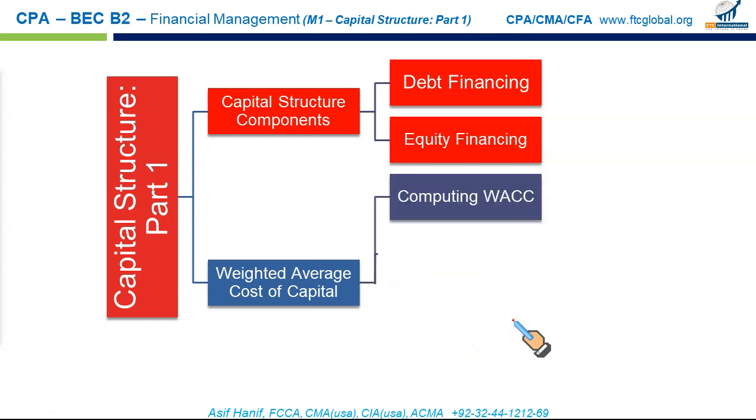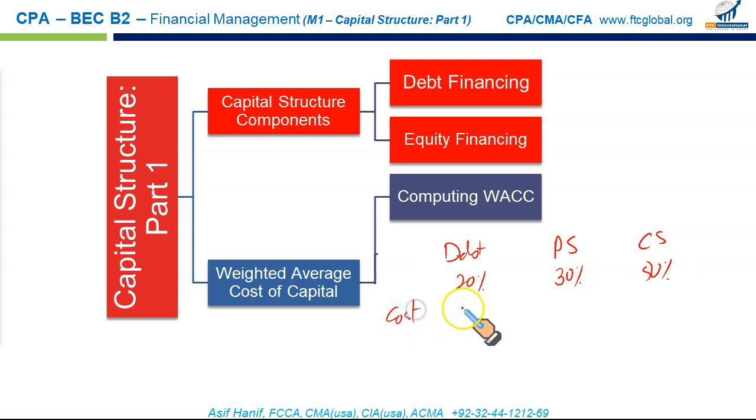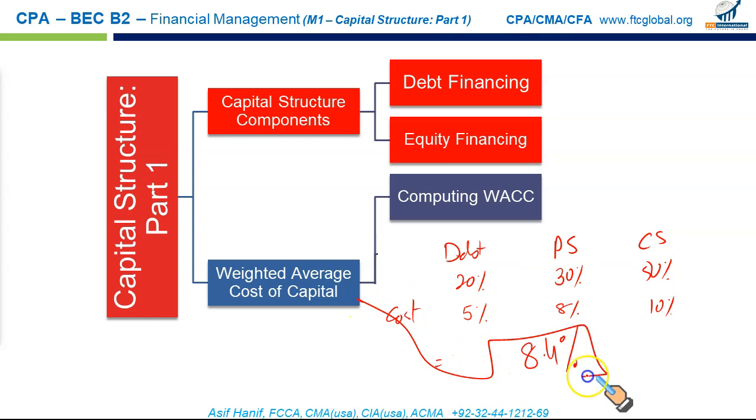So how do we compute weighted average cost of capital? Let's say we have three sources of finance: debt, preferred stock, and common stock. Let's say debt is 20% of our funding, preferred stock is the remaining 30%, and 50% is common stock. So these are the weightages or proportions. The component costs of these sources of finance: let's say the after-tax cost of debt is 5%, preferred stock is 8%, and common stock is, let's say, 10%. Now calculating the weighted average: 20% of 5 plus 30% of 8 plus 50% of 10. So it's 8.4%. This 8.4%, the weighted average of these funds, is basically what you call the weighted average cost of capital.